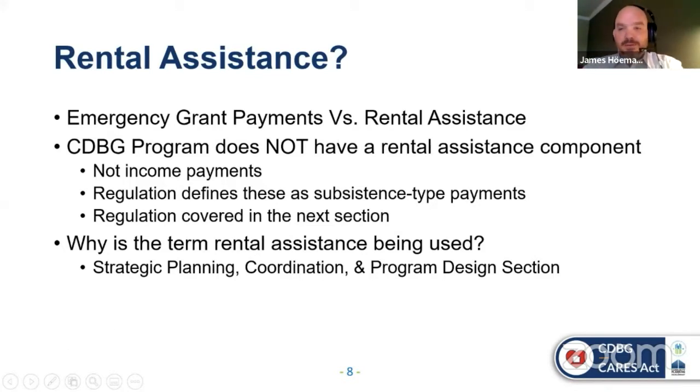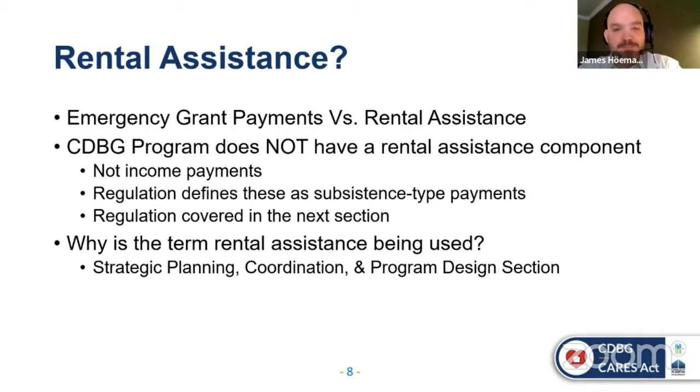So first, we want to talk about that difference between what an emergency grant payment is versus rental assistance. The CDBG program does not have a rental assistance component. It's not an identified activity within the Housing and Community Development Act. It does not exist within the entitlement regulations for activities.